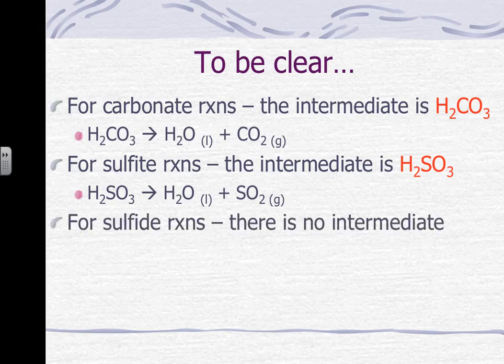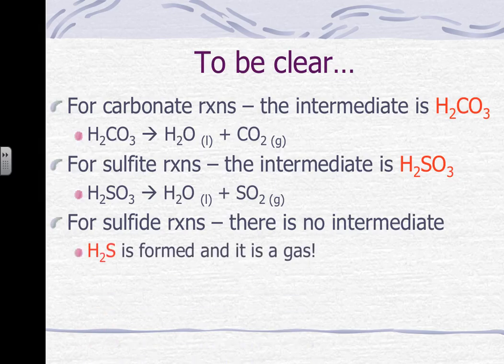And then finally, if I'm reacting a sulfide, which is just an S2 negative, let me say that one more time. If you're using a sulfide, that's just S2 negative. If you produce hydrogen sulfide, there is no intermediate. It's just that you make the H2S part, and that's a gas, and you have to know that that's a gas. Okay, so hopefully that clears it up just a little bit. And then we're going to go on to an example.